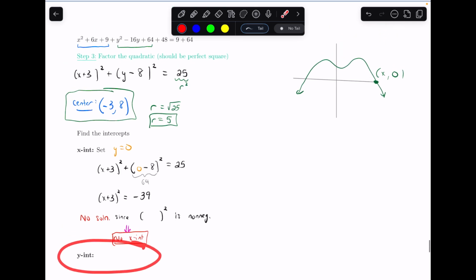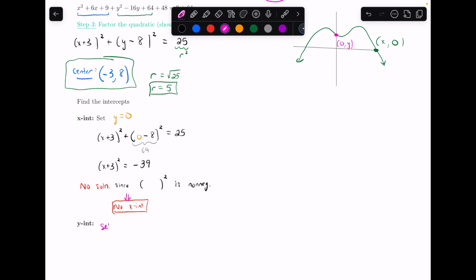So what I want to leave for you to try now is to find the y-intercepts. At the y-intercept, now it's the x that's going to be 0. So I'm going to set my x equal to 0. I'm going to leave that for you as a practice problem to try. We'll talk about how to work that in class, and then once we do that, we'll bring it together and graph the whole thing.